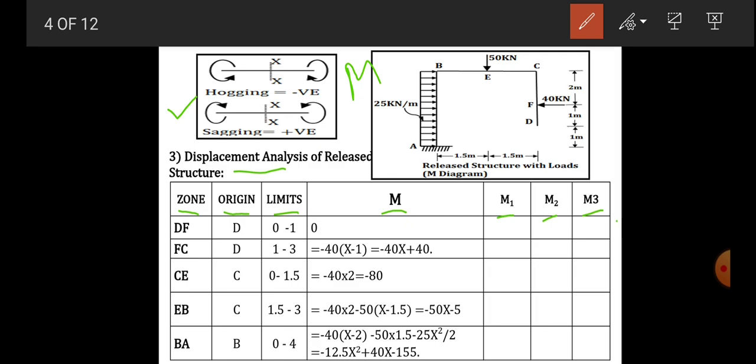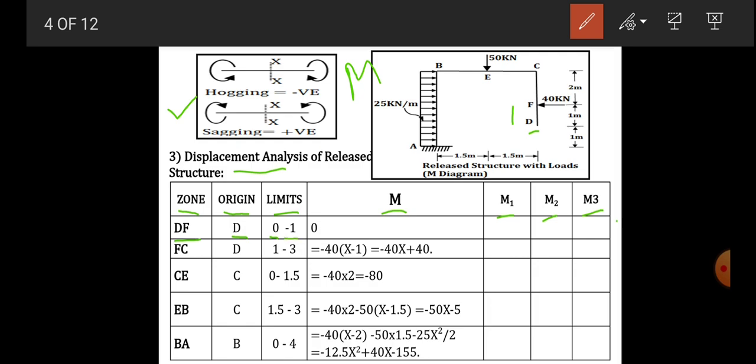Now the first zone is the DF zone. Let's assume D as the origin for the DF zone, and find out the limits for each letter of the zone DF. The first letter is D, so D is itself the origin, so the lower limit will be 0. The second letter in the zone is F, which is 1 meter away from the origin D, so the upper limit is 1.